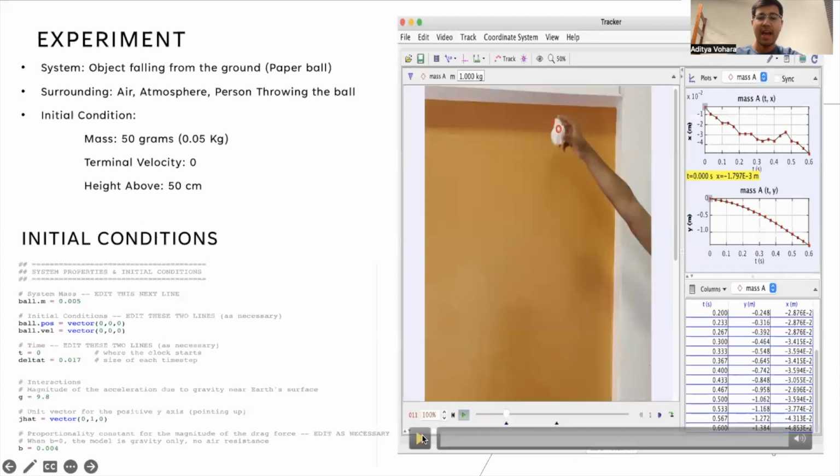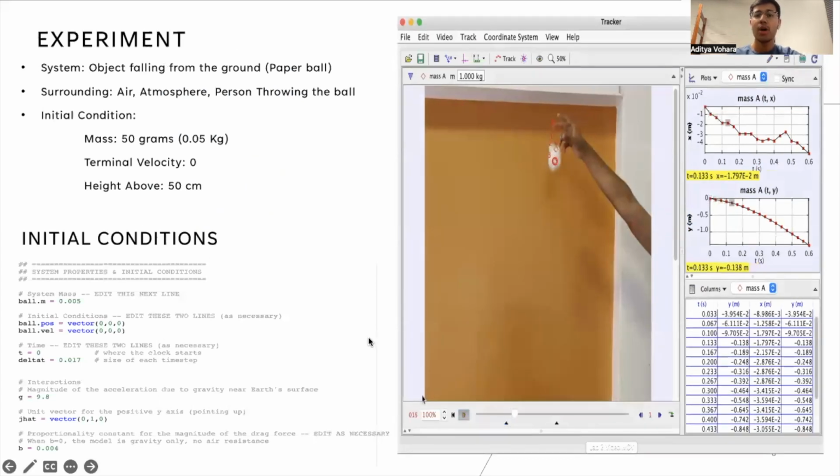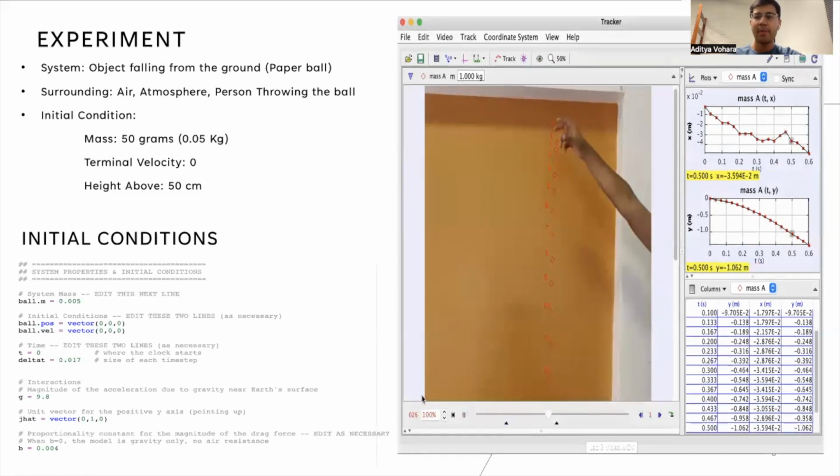The experiment. As we can see in the video on the right, I threw a paper ball from a distance of around 50 centimeters and I used the Tracker app in order to determine the position versus time graph. The system is the object and the surroundings are the air, atmosphere, person, anything which interacts with the system. The initial conditions are: the mass of the ball is 0.05 kilograms, the initial position is <0,0,0>, and the initial velocity is <0,0,0>. The delta t is taken as 0.017 and g is taken as 9.8.